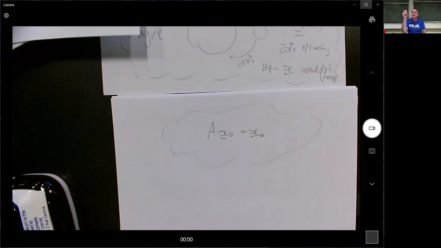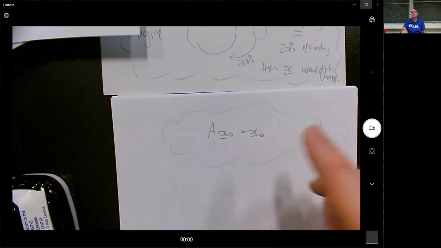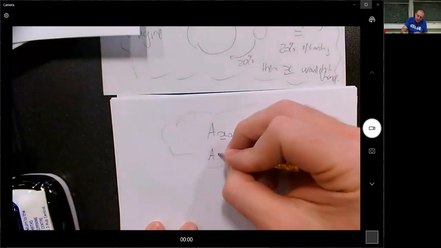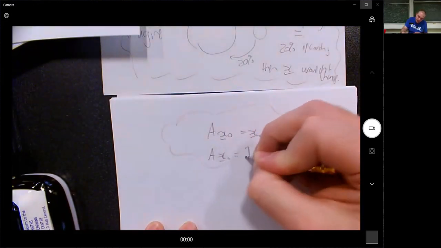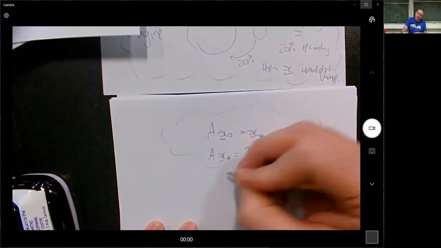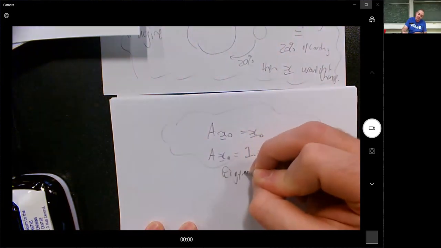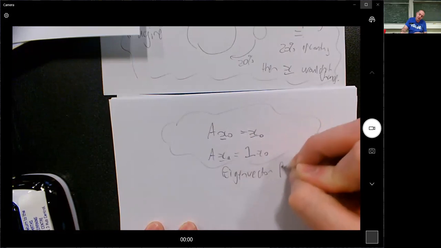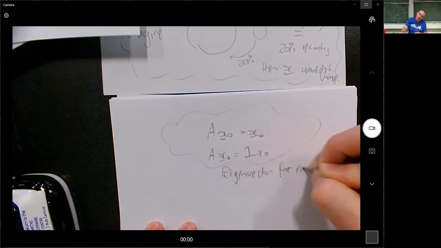Let's just think about that. If you have a matrix times a vector and what you end up with is a multiple of the original vector, then this is an eigenvector. This is the same as A x naught is 1 times x naught. It's an eigenvector for eigenvalue 1.